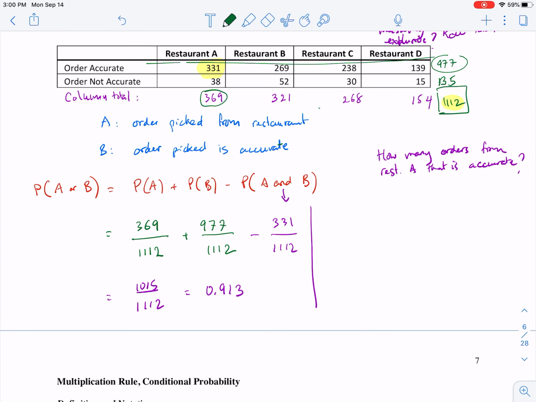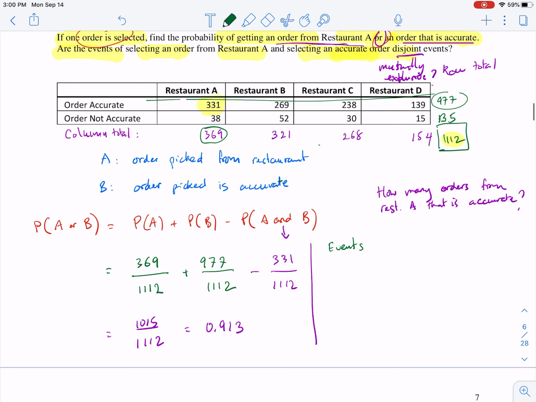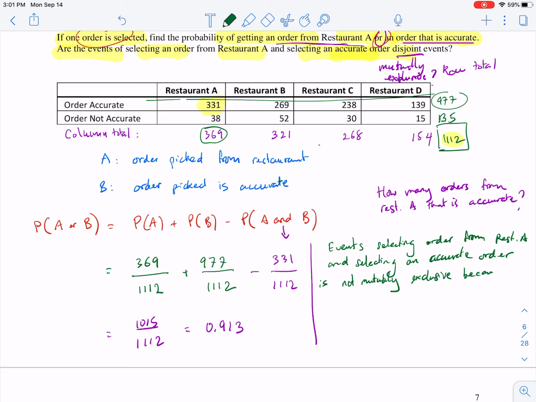So the events of selecting an order from restaurant A and selecting an accurate order are not mutually exclusive because there are 331 accurate orders from restaurant A.